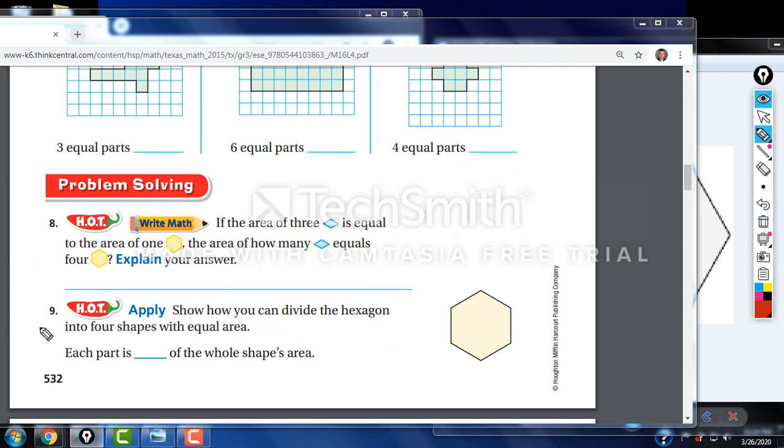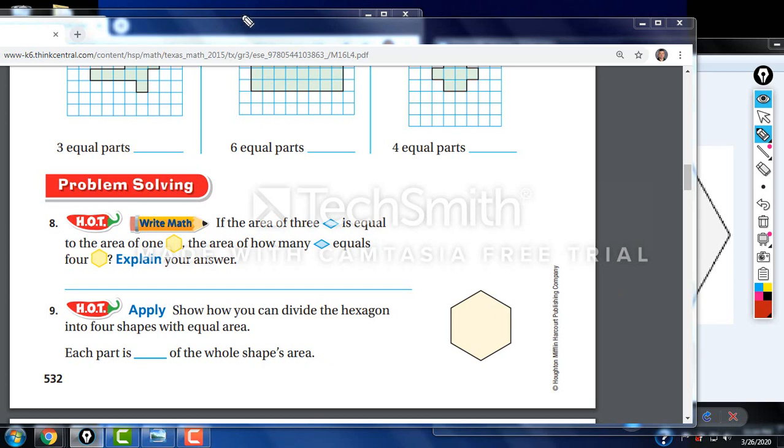Show how you can divide the hexagon into 4 shapes with equal area. Each part is blank of the whole. Divide the hexagon into 4 shapes. So I'm going to go down the middle. Okay. I'm sorry. They have to be equal. Oops, that's not it. Sorry. It's hard to draw it with this one.